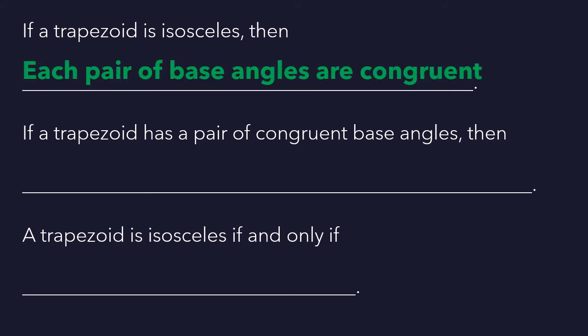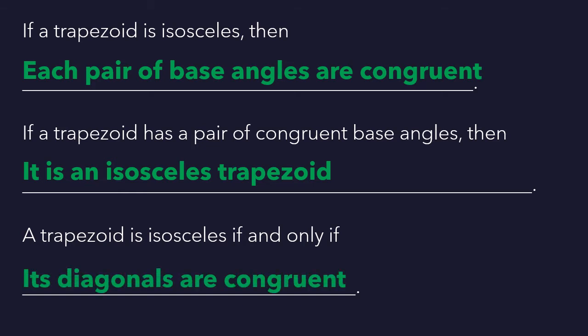All right, so if a trapezoid is isosceles, then we know that the base angles are going to be congruent. We also know that if a trapezoid has a pair of congruent base angles, then it is isosceles. And a trapezoid is isosceles if and only if its diagonals are congruent. So if you have a trapezoid with congruent diagonals, then it's isosceles. Or if it's isosceles, we can say the diagonals are congruent.